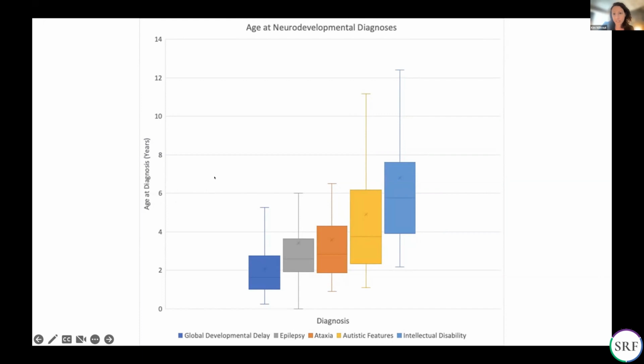And then ataxia overlaps that a little bit, followed by autistic features or autism diagnoses, and then intellectual disability, which makes sense based on the timing of when these evaluations are often undertaken, with autism often having an evaluation around the 2-3 year mark, and then intellectual disability around the 5-year mark.